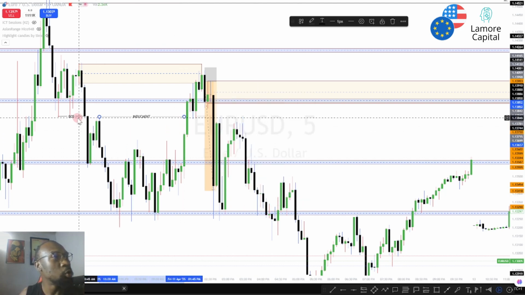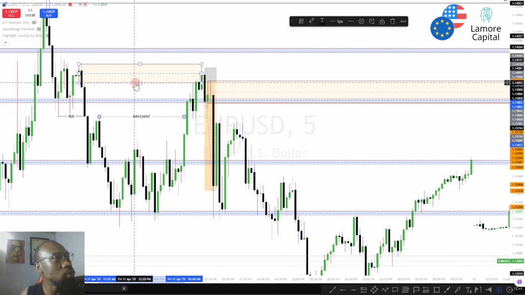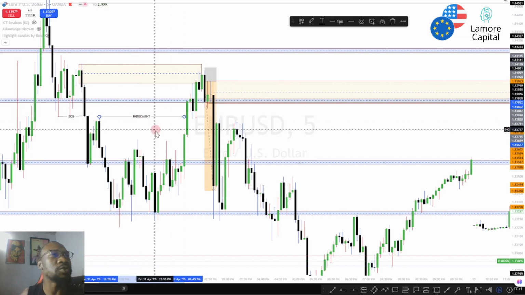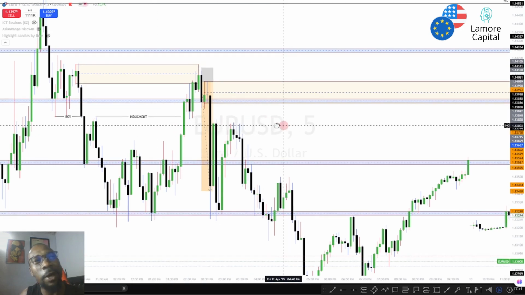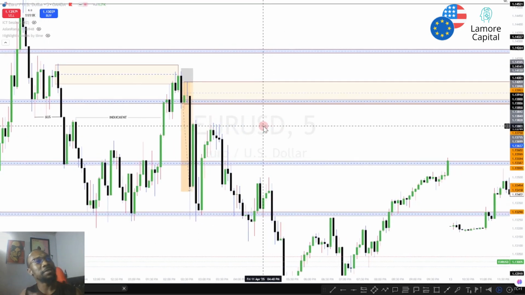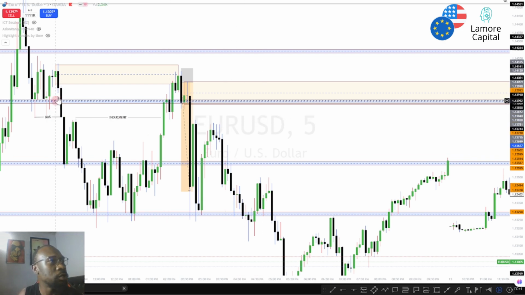Can you see? Rule number 1, 2, 3. And we have 4 rules. So after our inducement, what is the next rule that we are going to enter? To me, I always tell most of my traders, entry is also a rule. So irrespective, my entry is also part of my rule. So after break of structure, order block, inducement identified, then my entry here.